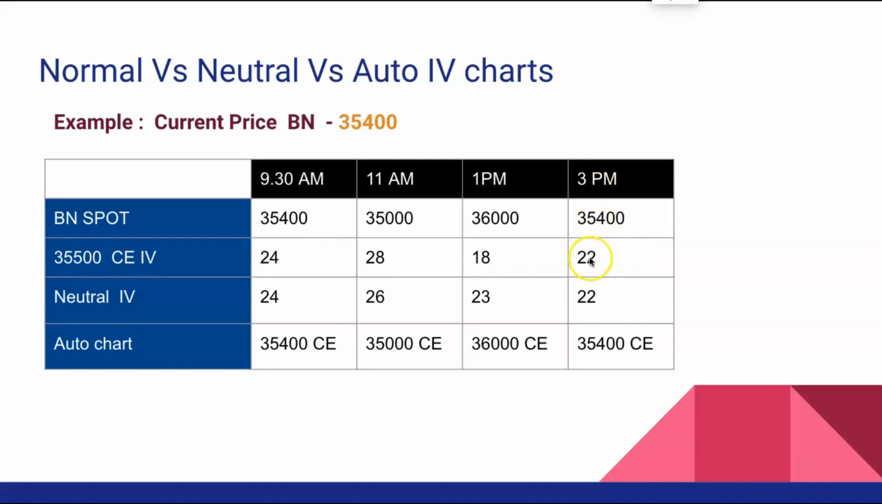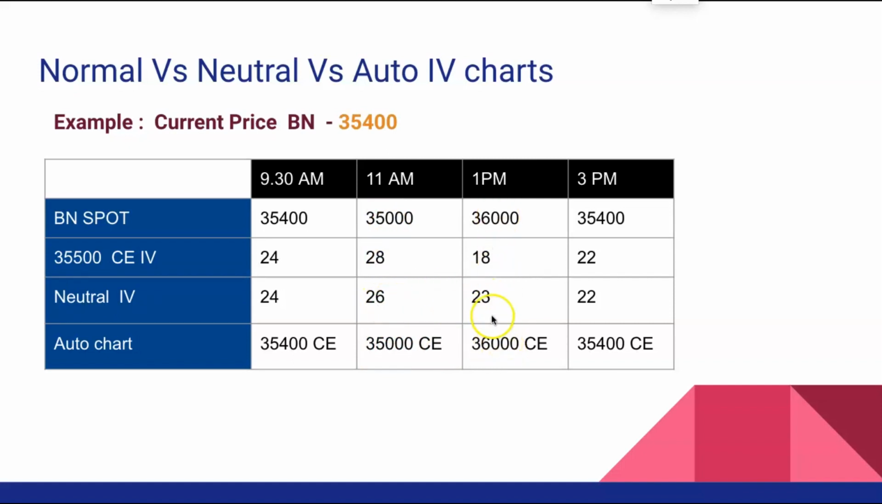Now at 3 p.m. the ATM call option is 35,500. But if you look at the IV chart, there will be lots of fluctuation. When it is deep in the money, the IV would have been 18. When it is far OTM, the IV would have been 28. So we really do not know what happened to the IV throughout the day. So that is where this neutral IV comes to help. Now if you look at the neutral IV, when the spot is around 35,400, it takes the 35,400 call option IV, that is 24. And again, even if there is a 400-point fall, it just considers the 35,000 call option IV, that is 26.